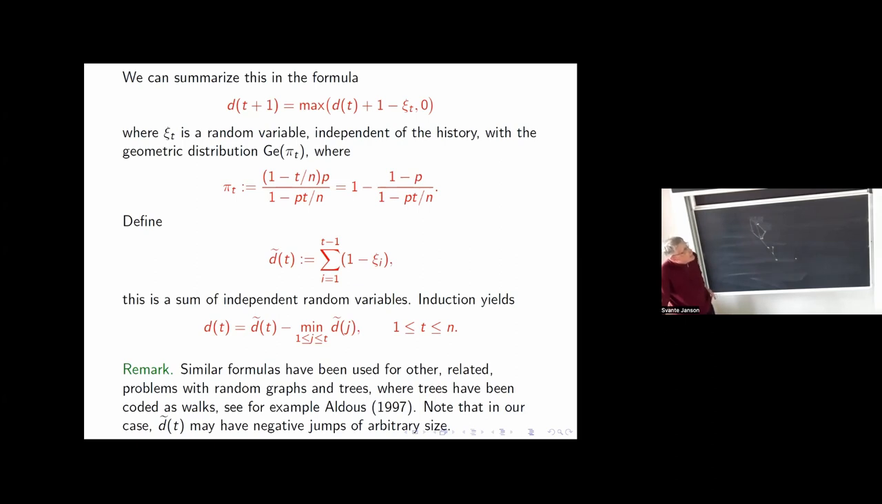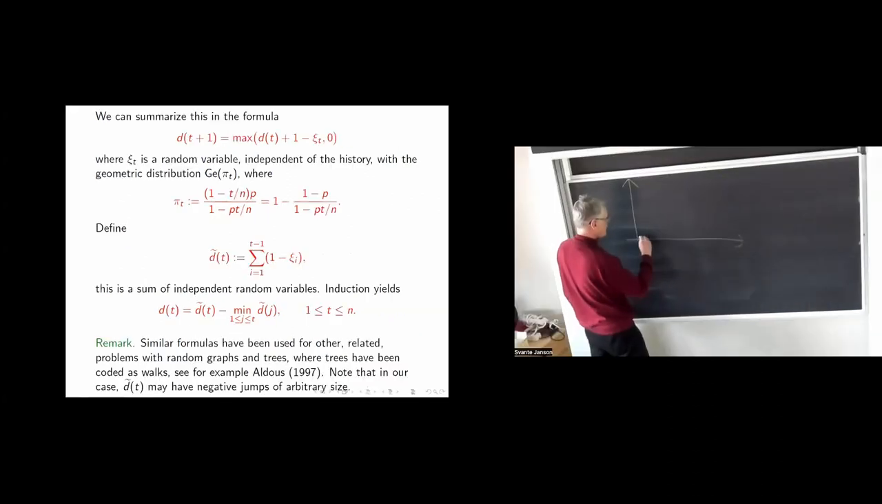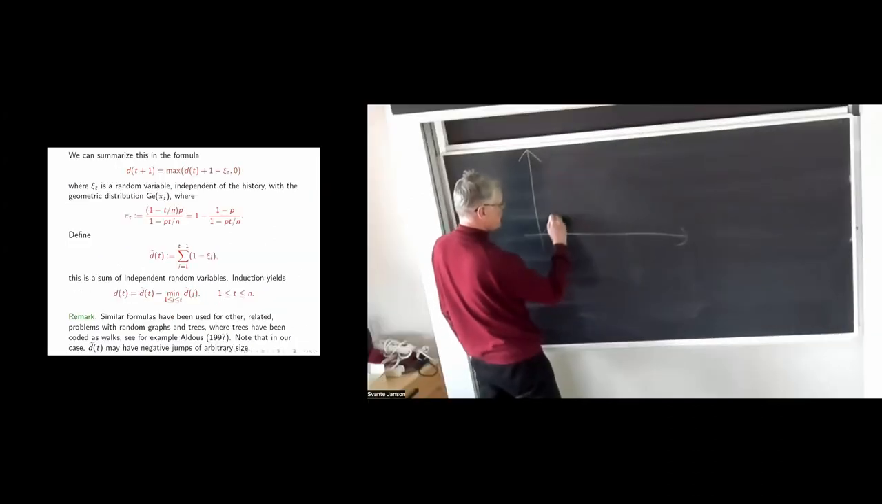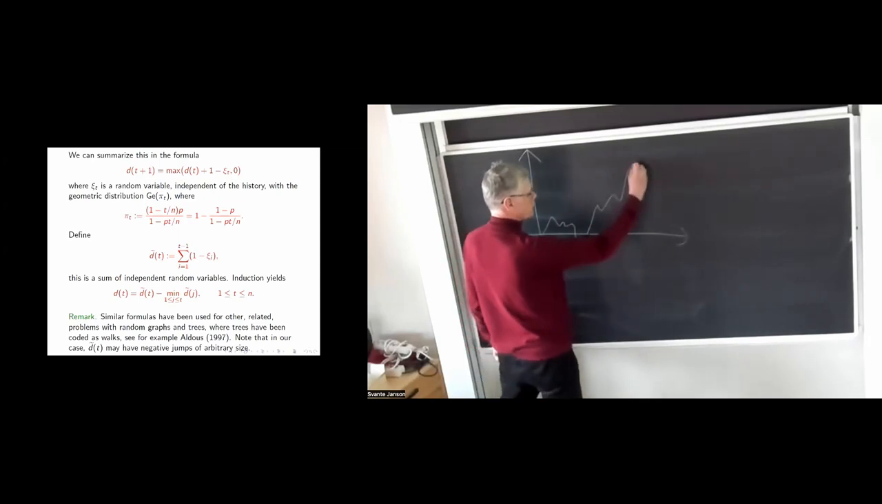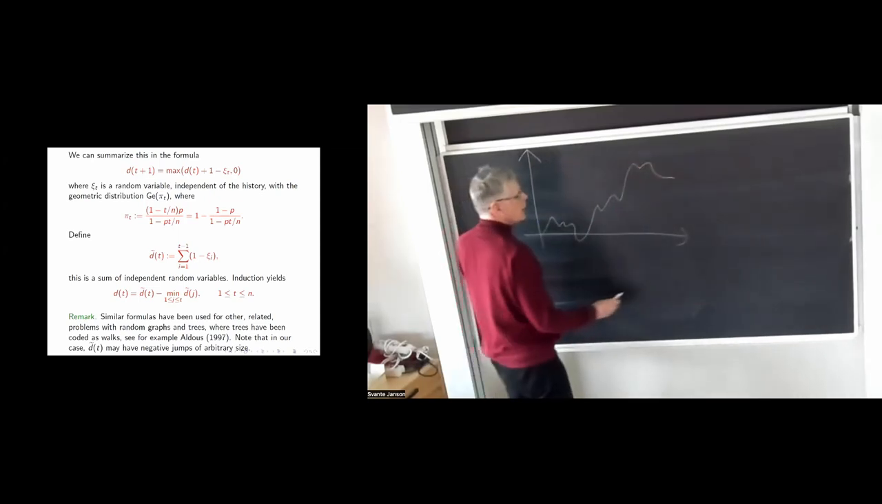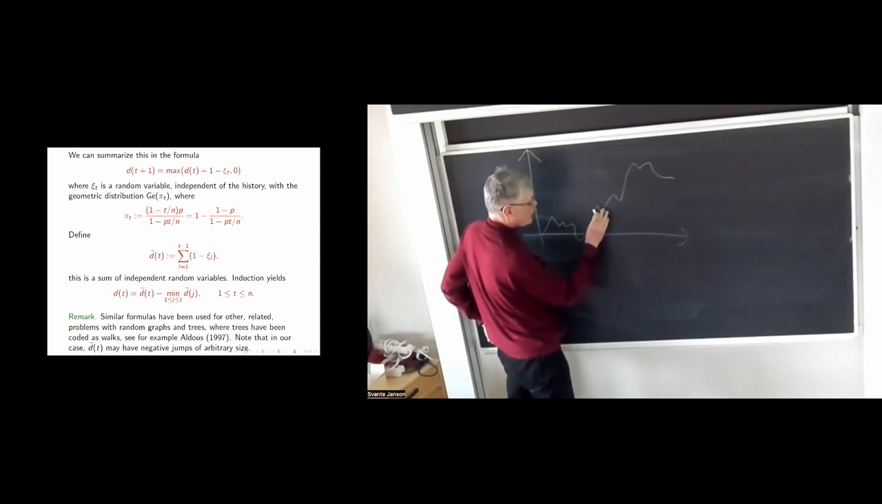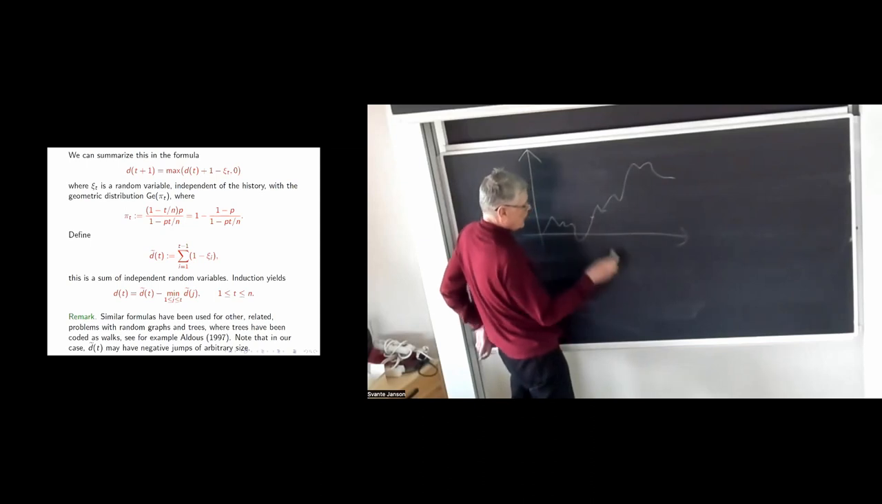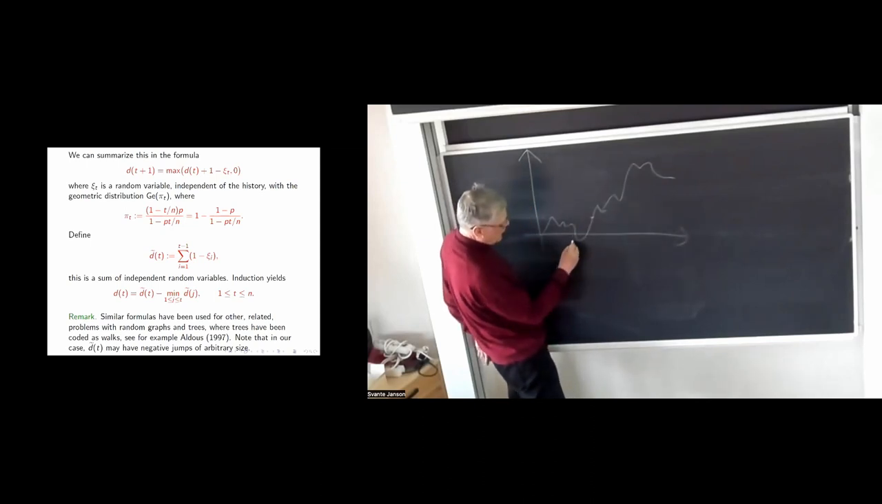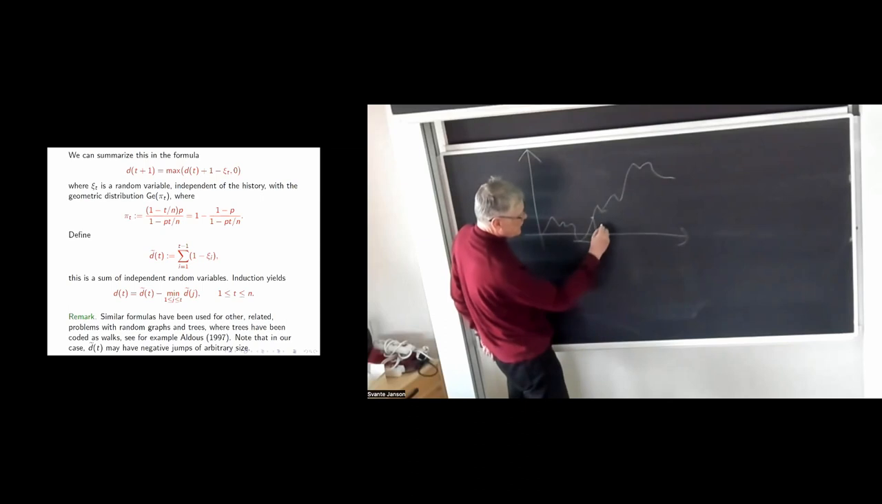So of course that's something non-negative, which is fine, that's what we want. So if I try to draw a picture again here, if we have d tilde, maybe it looks something like this. And if d tilde is something like this, well then at some time here, I look at the previous minimum, and then this is my d of t.